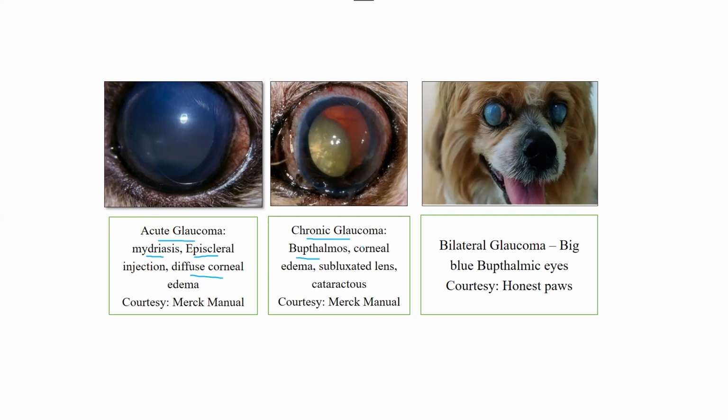ophthalmos, where the eye is bulgy, with corneal edema, and you can see this hazy or opaque, cloudy appearance. That's the corneal edema basically. Subluxated lens. You see, this lens has been subluxated, not entirely luxated, but half luxated and half covering the area of the cornea. So subluxated lens and cataract. The cataract starts to happen in this eye. And you see bilateral glaucoma, big blue ophthalmic eyes. So that's how it looks.